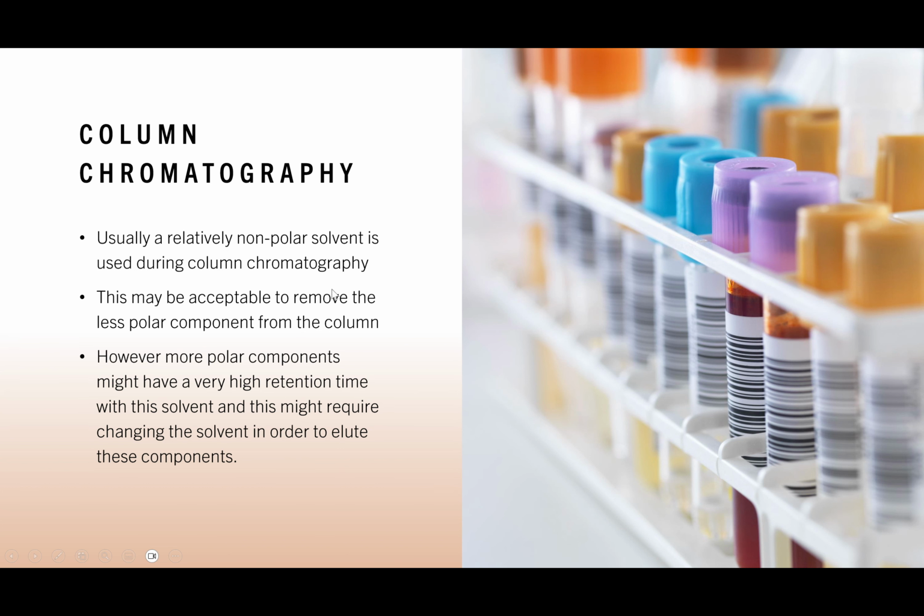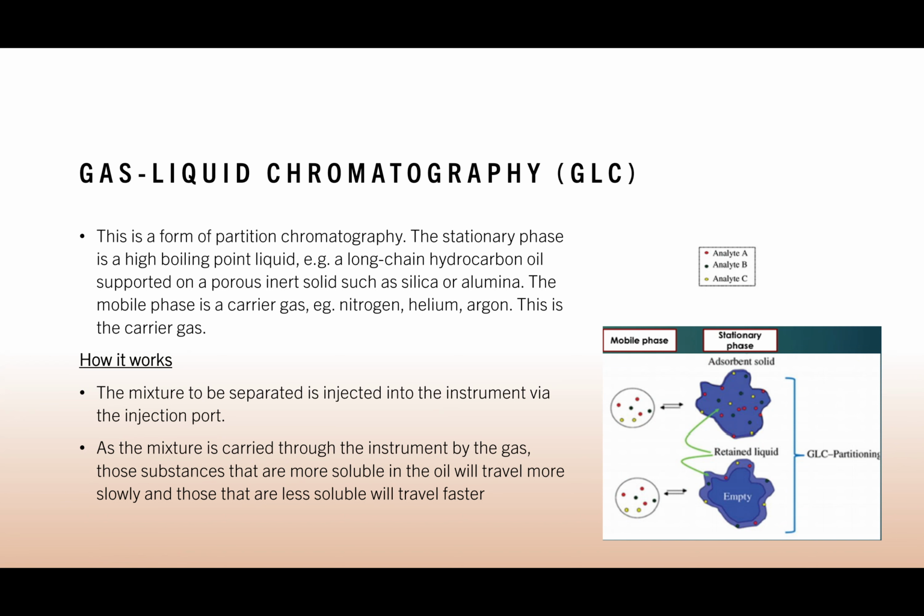For gas liquid chromatography, GLC, no, right? This is a form of partition chromatography, no. So it's different from adsorption chromatography. It's partition chromatography. The stationary phase is a high boiling point liquid. A long chain hydrocarbon oil supported on a porous inert solid such as silica or alumina. So the mobile phase is a carrier gas like nitrogen, helium, or argon, right? And this is the carrier gas that we see, right?